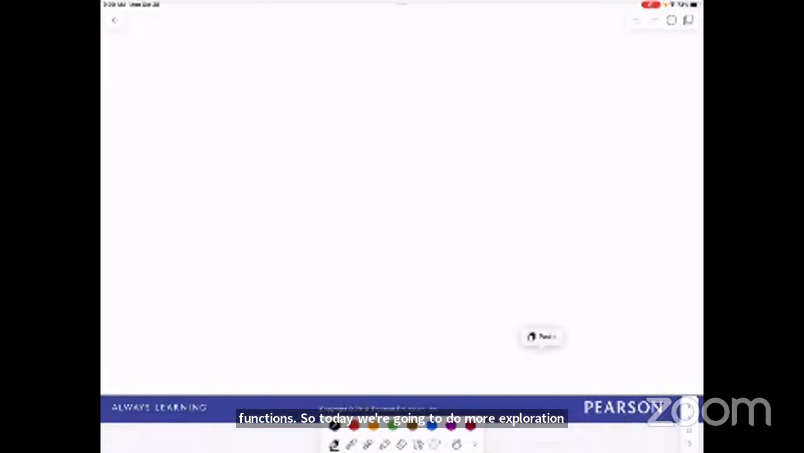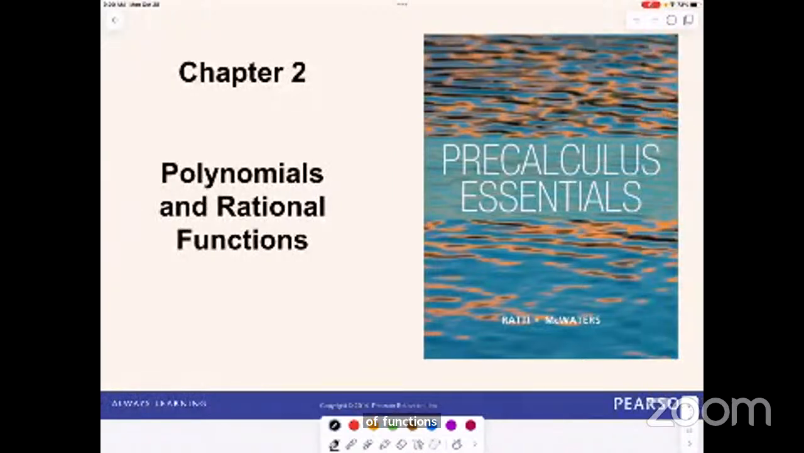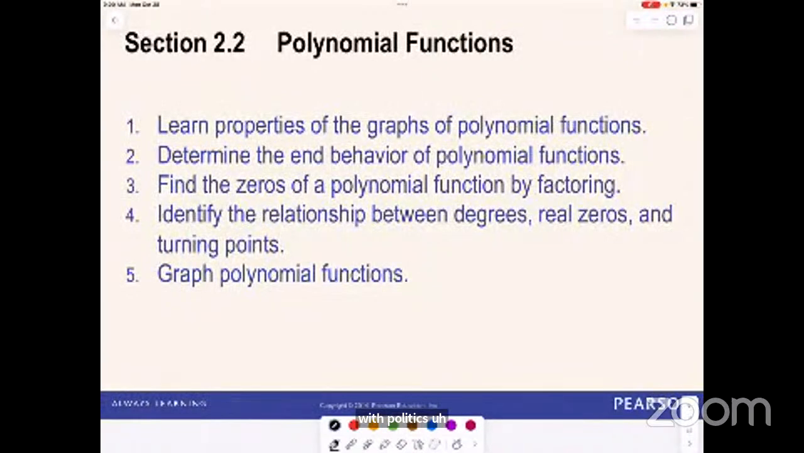Let me see. So yeah, we're continuing forward with our usual, every day. So last week we did section 2.1, right? I think it was combining functions and composite functions. So today we're gonna do more exploration of functions with polynomial functions, right? So section 2.2, polynomial functions.